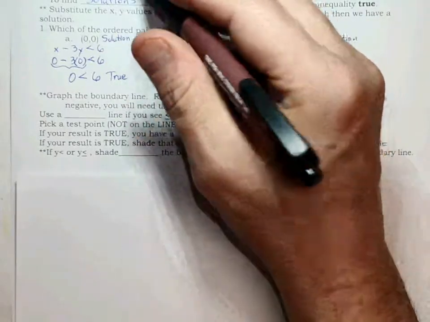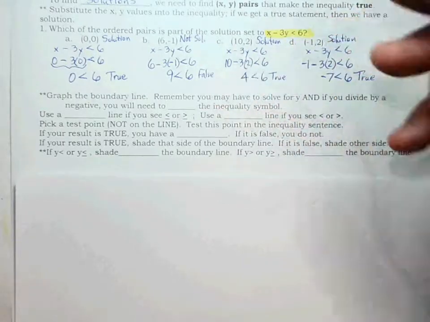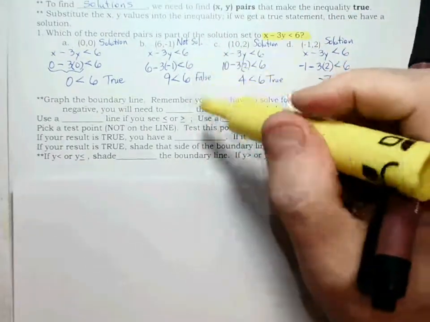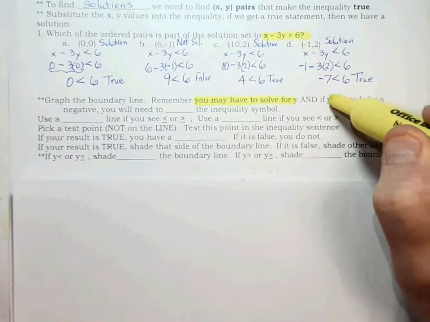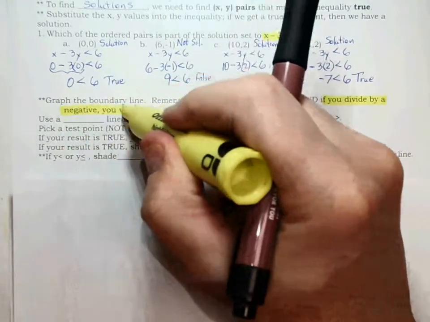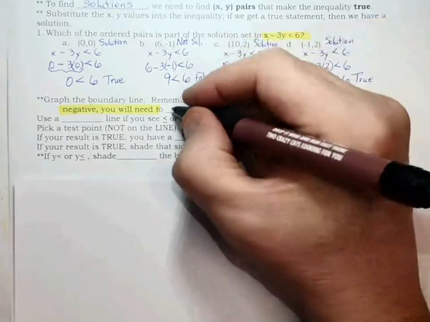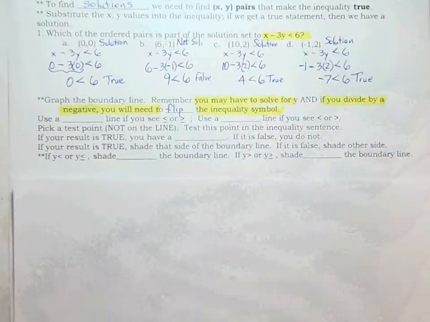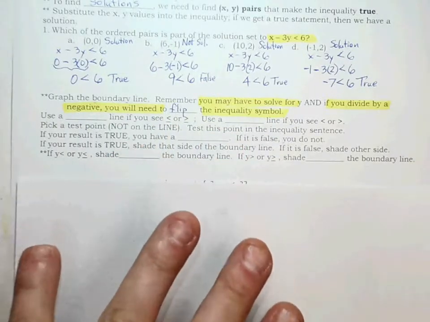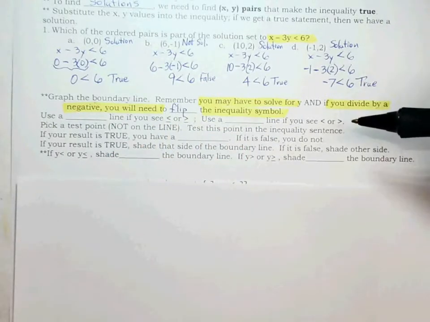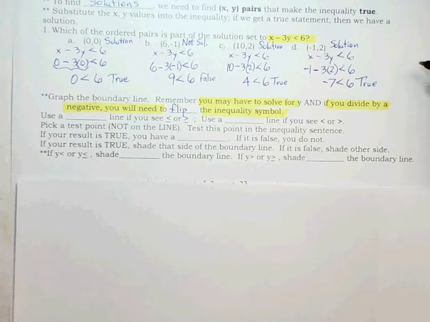All right, the line in an inequality is called a boundary line. It's still a line, okay? Remember, you still may have to solve for y. And remember, if you divide by a negative, you will need to do what with the inequality symbol? You remember? We need to flip it. Okay? So this is kind of like a combination of things we've already talked about. It's kind of like putting stuff in a blender for a smoothie. You put a little bit of this, a little bit of that, and you just blend it all up.